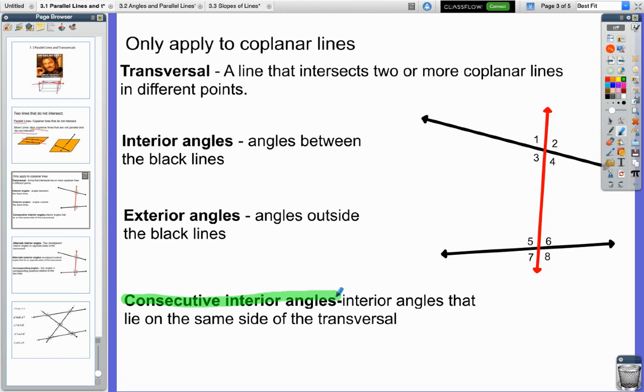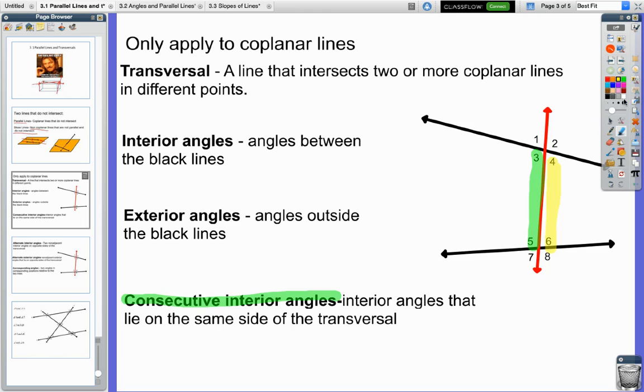Consecutive interior angles are angles that are interior. So it's 1, 4, 5, and 6. But they're on the same side of the transversal. So in this case, this is the same side. So 3 and 4 is one, and then 3 and 5, sorry, and 4 and 6 are one.